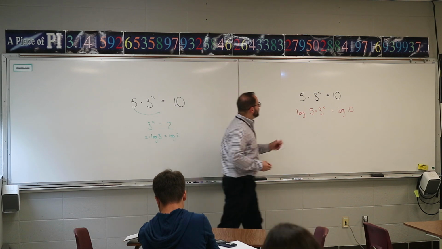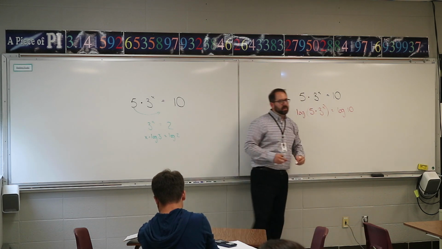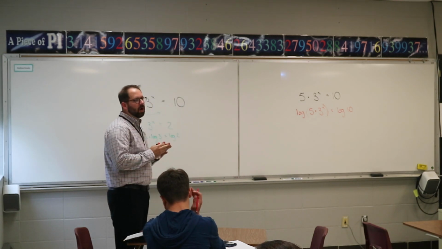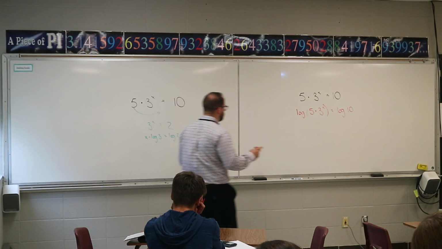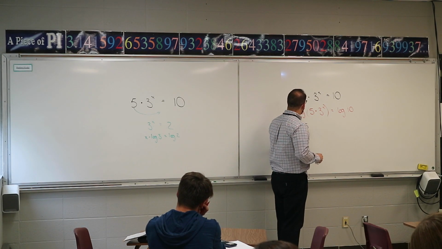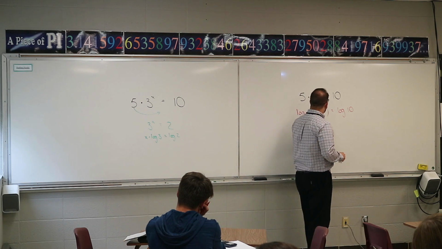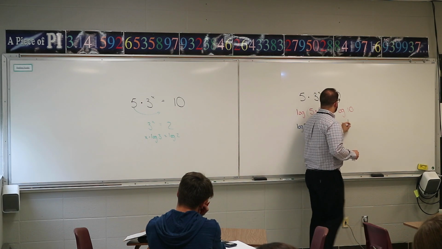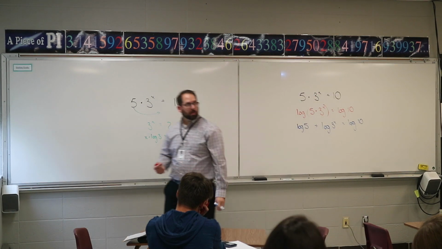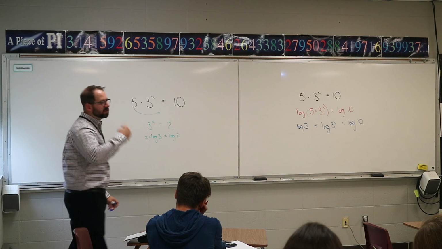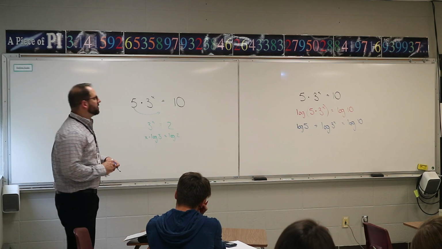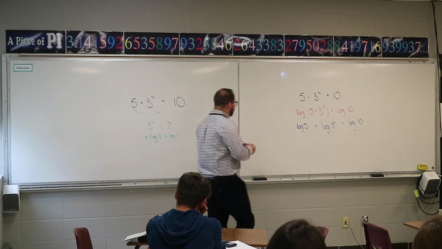Now, inside this logarithm, there are two things being multiplied together. Any time there are things multiplied inside a log, you are allowed to separate them into their own logarithm. So this can be separated into log of 5 plus log of 3 to the x. The reason is the product rule for logarithms: if they're being multiplied, you can separate them into their own logs and add them together. Does that make sense?